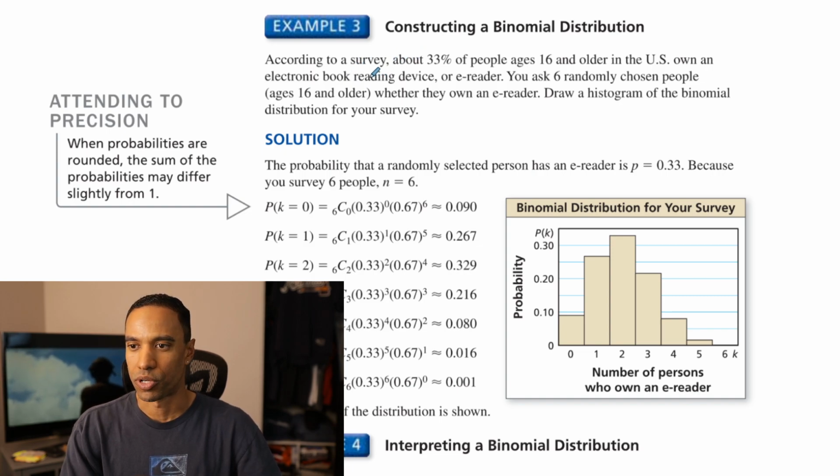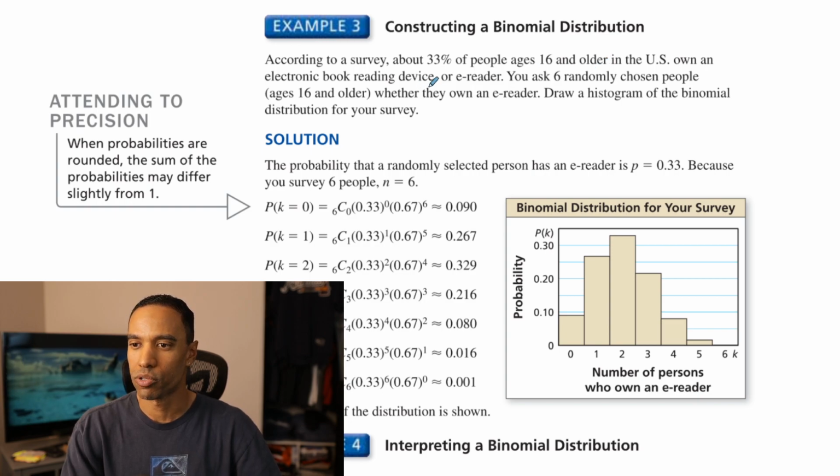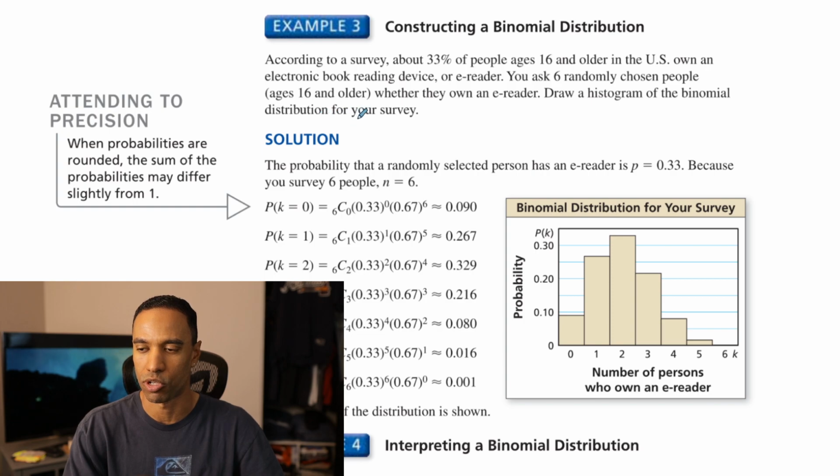Constructing a binomial distribution. According to the survey, about 33% of people ages 16 and older in the U.S. own an electronic book reading device, or e-reader. You ask 6 randomly chosen people ages 16 and older whether they own an e-reader. Draw a histogram of the binomial distribution for your survey.